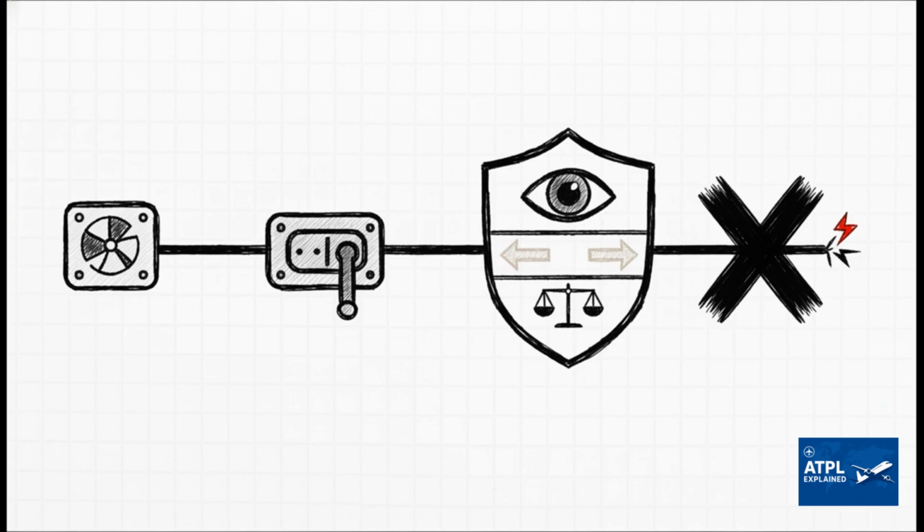Think of this guy as a security guard. It constantly compares the outgoing current against the returning current. If there is a difference, it detects a leak and will instantly isolate that fault.